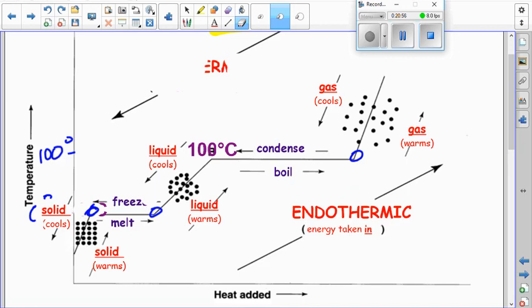And if we're going up the graph, that's endothermic. As we go down, the temperature is going down, so it must be exothermic. Energy is leaving that system.